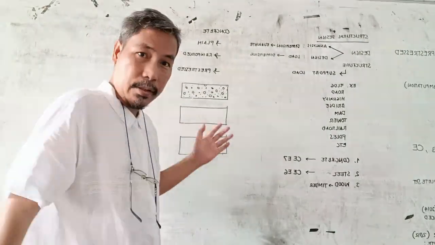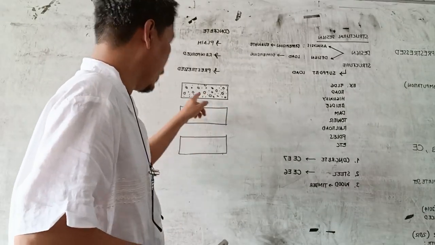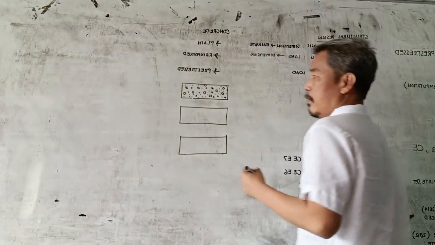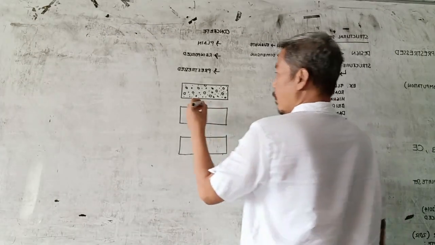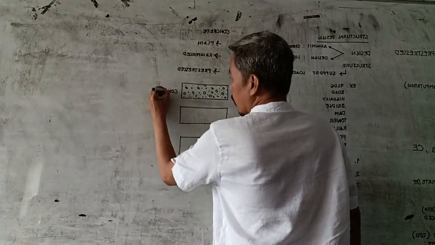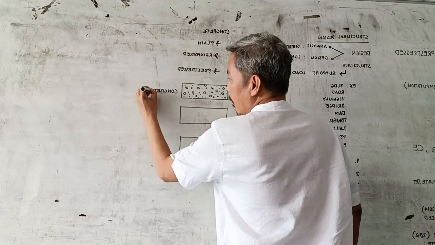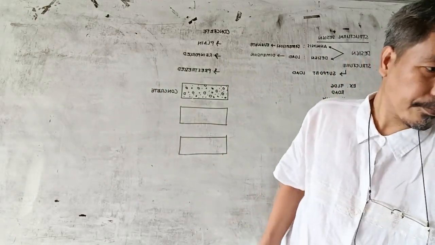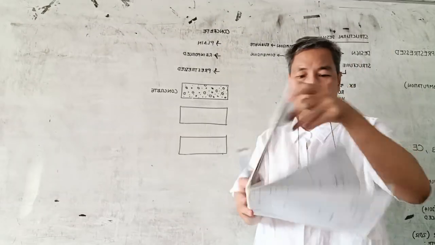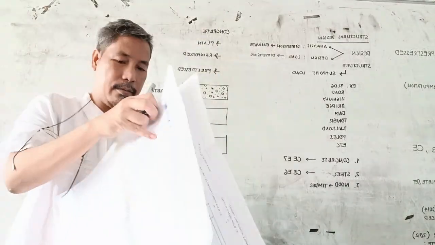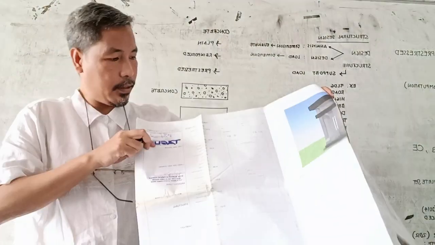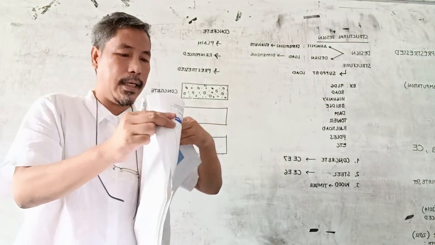So we are now on the symbols. This is how you symbolize concrete on our engineering plan. So if you have an engineering plan, we'll have that kind of symbol for concrete material. So that's it, you put that in your engineering plan. This is architectural, so that is not placed here. It is placed in the structural plan, okay?